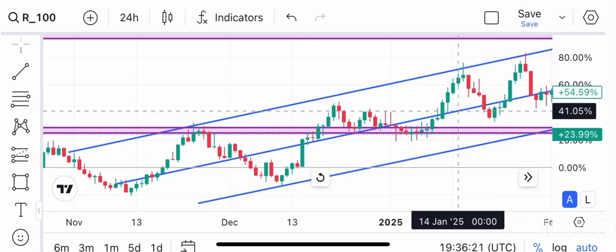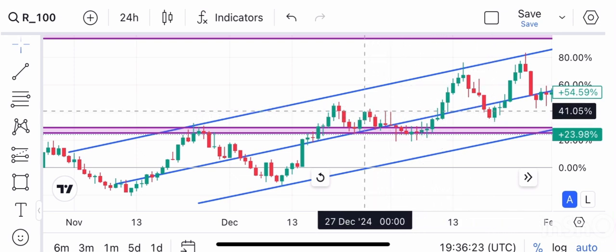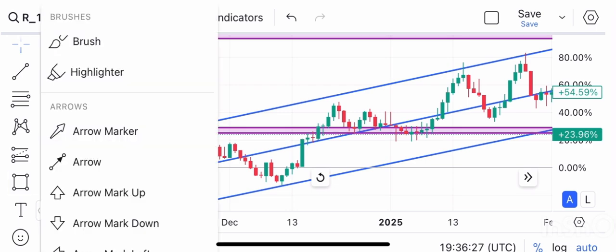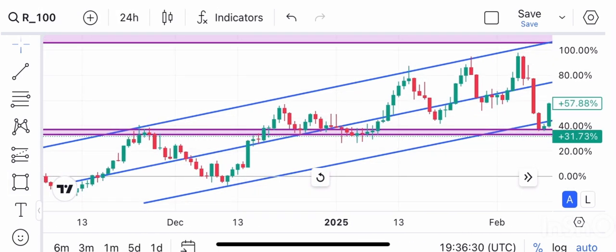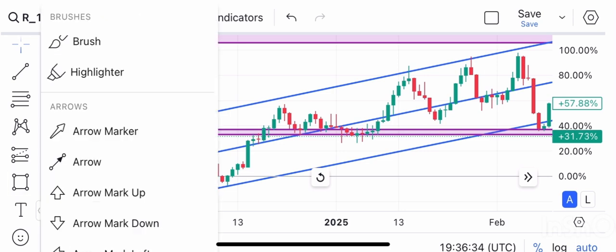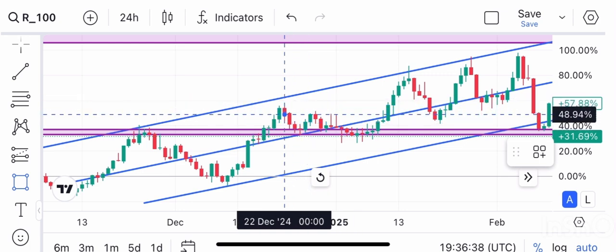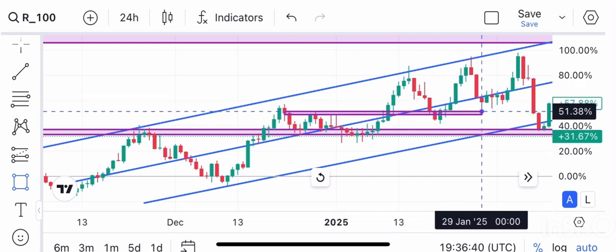but if you look to the left, you will see how this place was a very good support. So I'm just going to draw again that support. I just want to be able to, on this particular tutorial, draw all the support zones, so you can see how price interacts with these zones.